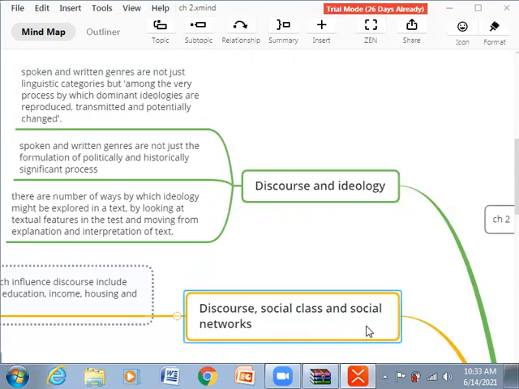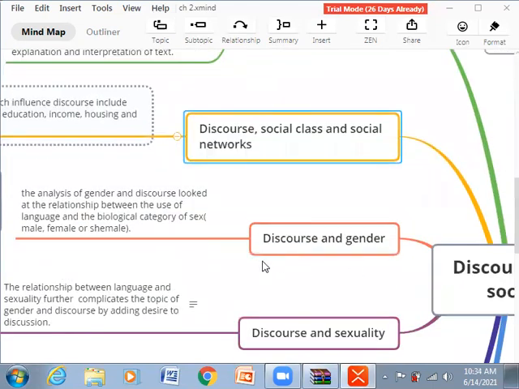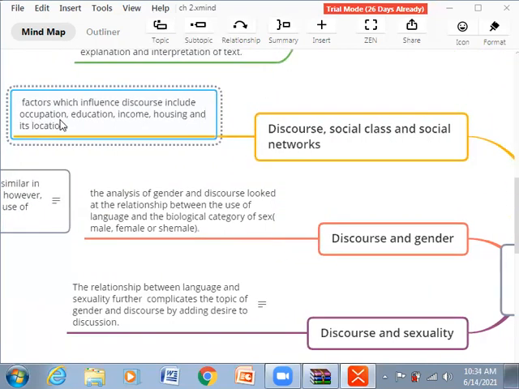Discourse, social class, and social networks. So, factors which influence social discourse include occupation, education, income, housing, and its location. Discourse and gender: there is a difference between the way one deals with others, so discourse also constructs the notion of gender.